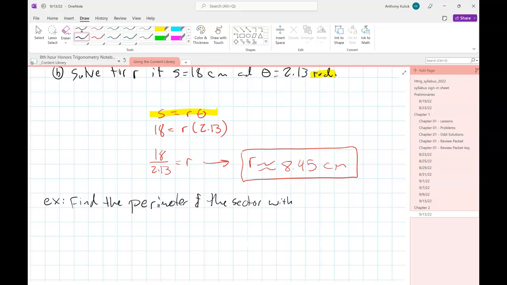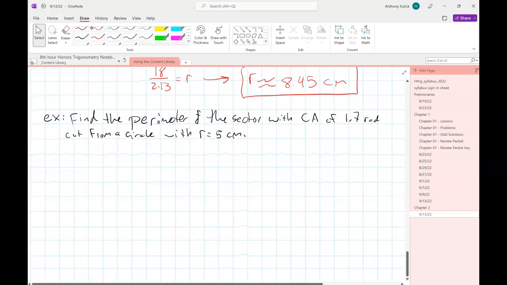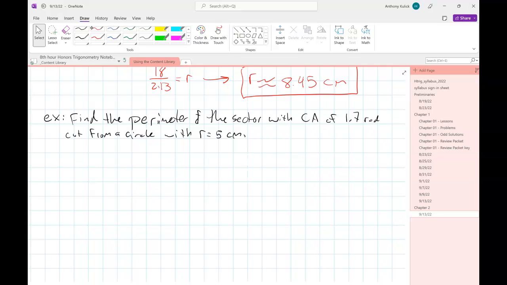So find the perimeter of the sector with central angle of 1.7 radians cut from a circle with radius 5 centimeters. Now there's a word in here that is a geometry word that maybe we remember, maybe we don't. What word is that?